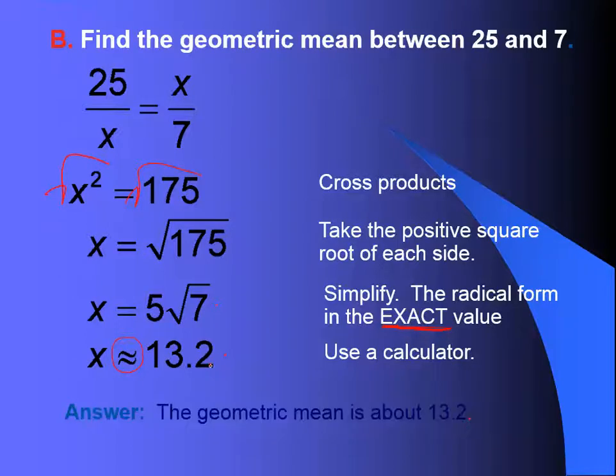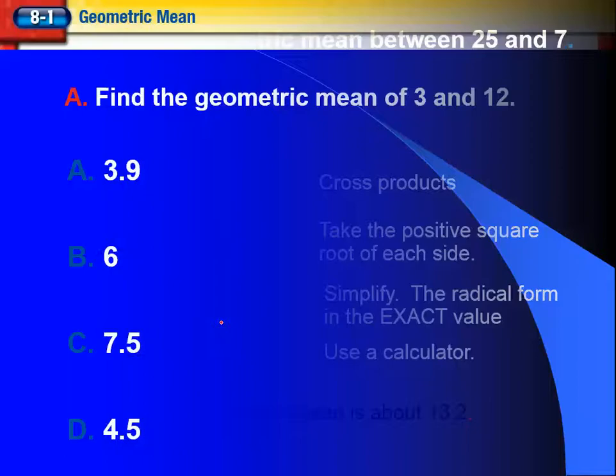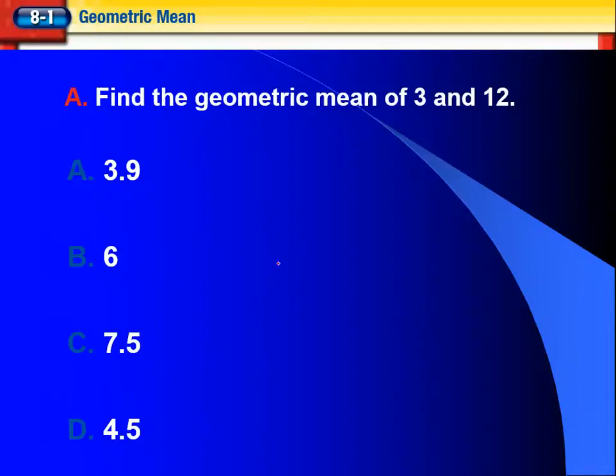Okay, so the geometric mean is about 13.2 in this problem. Again, it would depend on what your instruction said as to which answer you would box in. Find the geometric mean of 3 and 12. So how are we going to set this up?